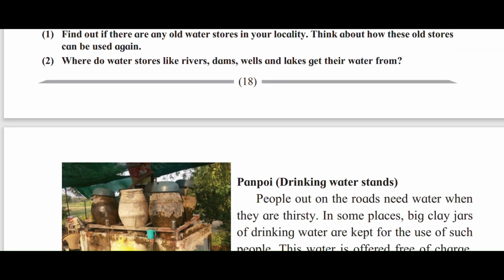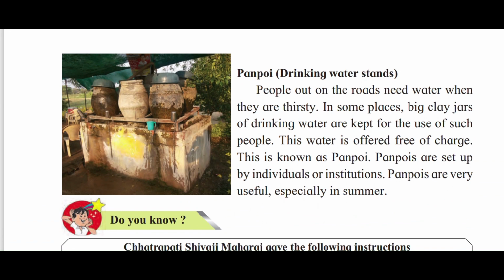Page number 19. Panpoi, drinking water stands. People out on the roads need water when they are thirsty. In some places, big clay jars of drinking water are kept for the use of such people. This water is offered free of charge. This is known as a panpoi. Panpois are set up by individuals or institutions. Panpois are very useful, especially in summer.